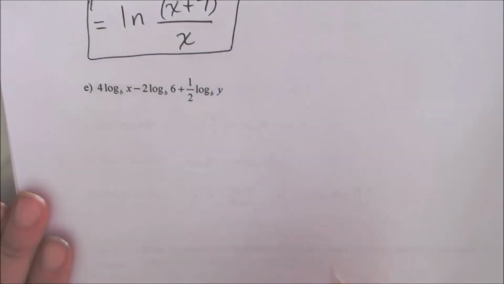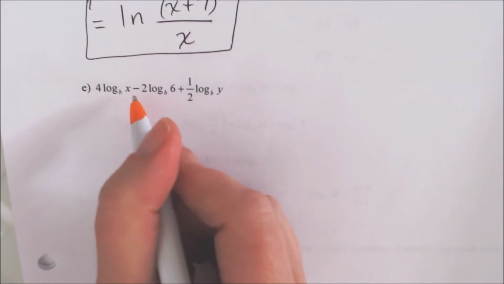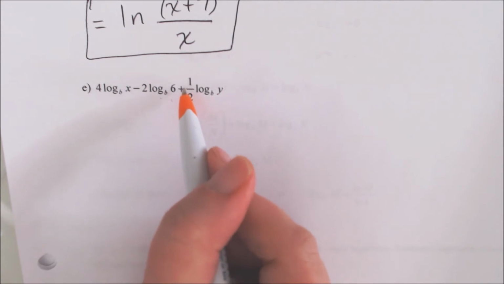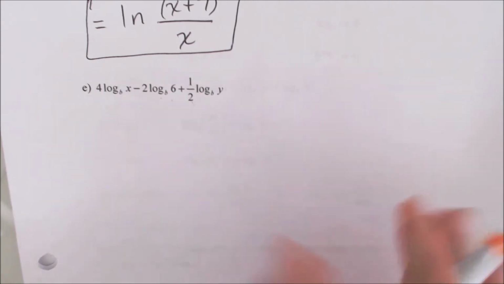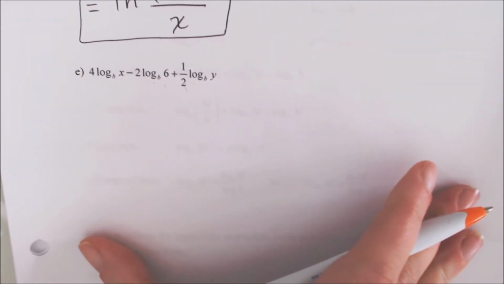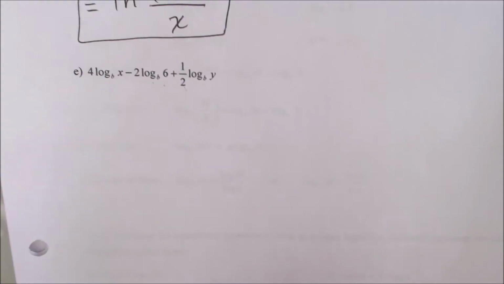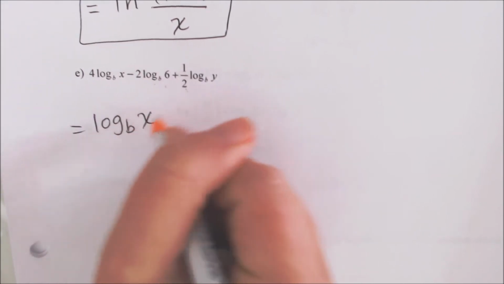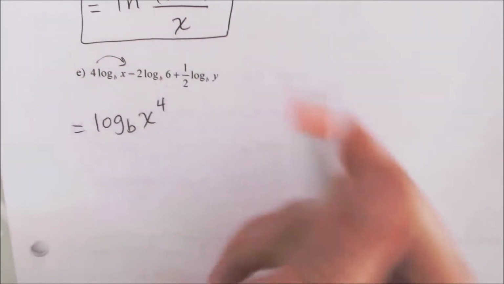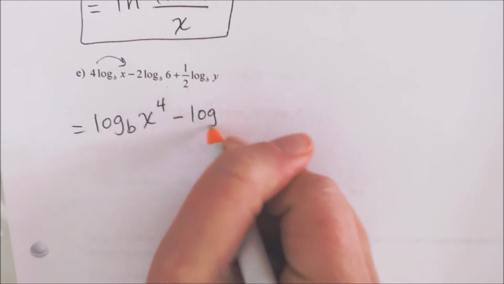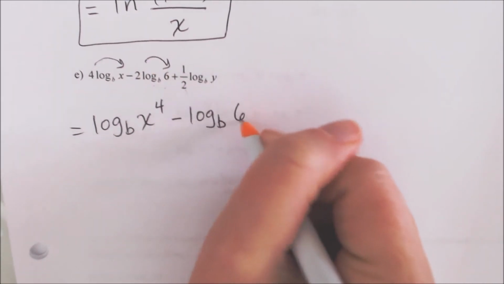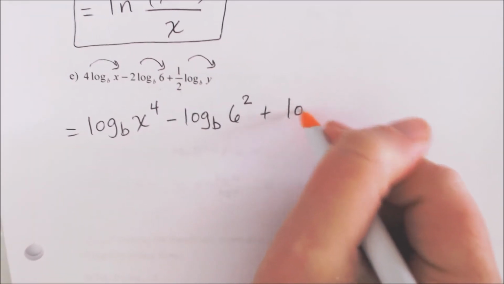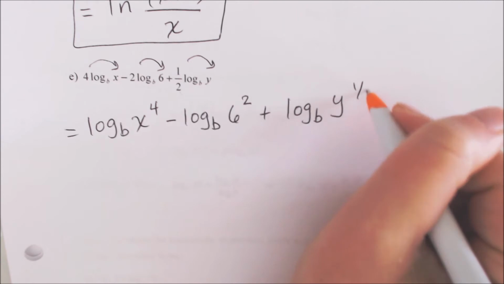Letter C, we have 4 times log base b of x minus 2 times log base b of 6 plus 1/2 log base b of y. So what's the first step? We want to move those coefficients back to the exponent positions. So we're going to have log base b of x to the fourth for the first one, move that back, minus log base b of 6 to the second power, plus log base b of y to the 1/2 power.